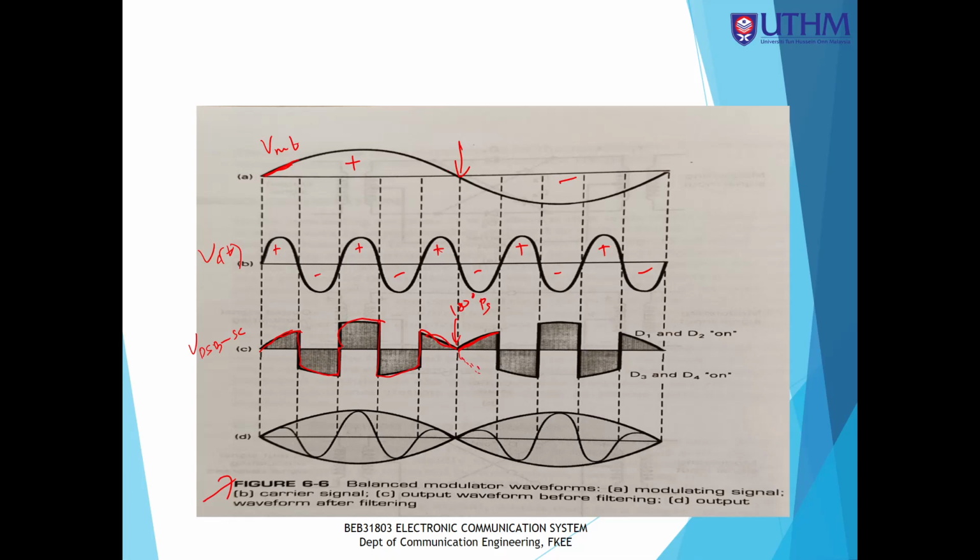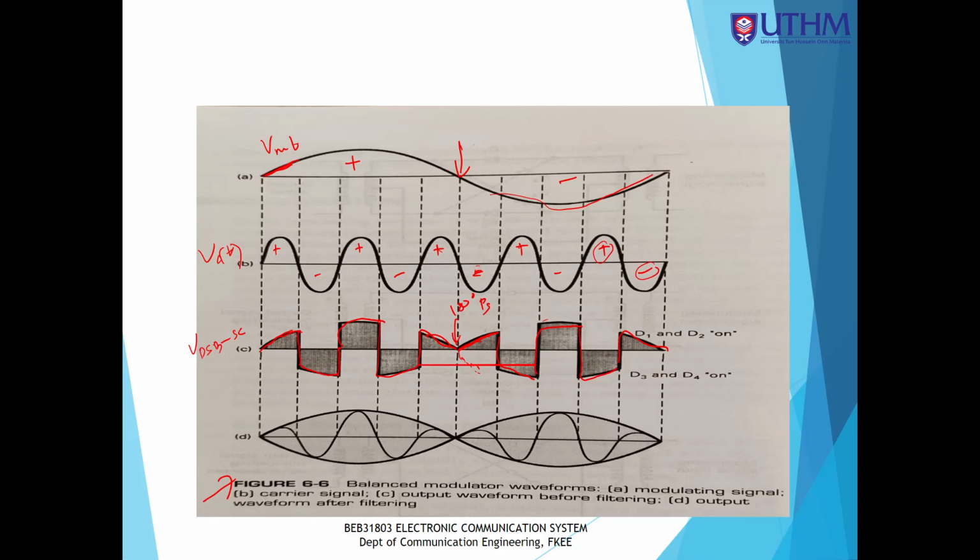So now the output is the inverse polarity of the carrier. When the carrier is negative, the output is positive. When the carrier is positive, the output is negative. When the carrier is negative, the output is positive. So the shape of the output follows the shape of the modulating signal, and positive becomes negative, negative here becomes positive.